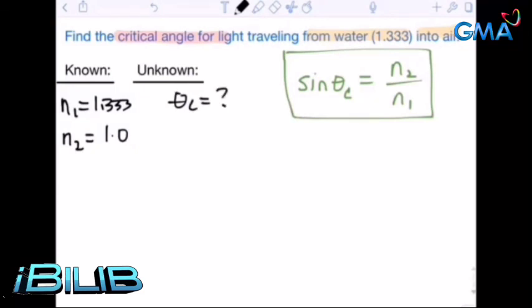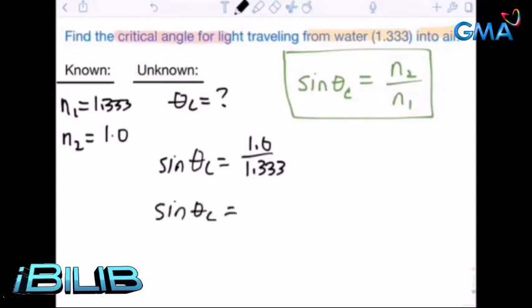You take a look to your right in green, there's our equation. Sine of theta C equals N2 divided by N1. So at this point, we just have to plug in our values. We don't know theta C, so sine of theta C is going to equal 1.0 divided by 1.333. We're going to go ahead and do that calculation. So sine of theta C equals 0.75.